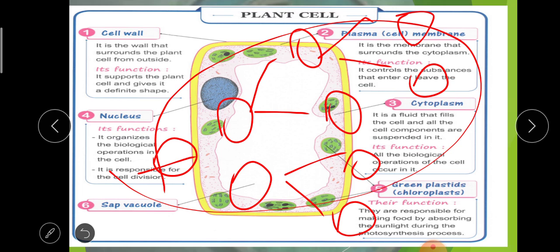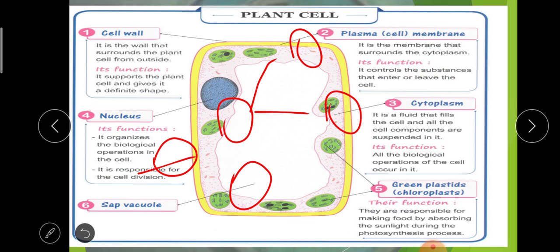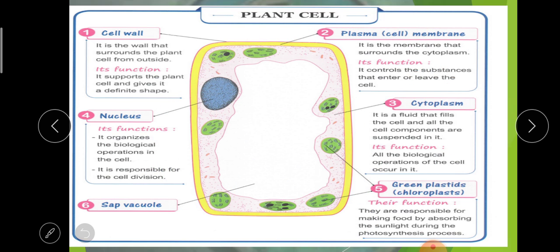By this process, the plant can grow. The nucleus is responsible for cell division. So it means there are two functions for the nucleus. First, it organizes all the biological operation in the cell. Also, it is responsible for cell division. Cell division means each cell is divided into two cells, and each of them is divided into two cells, and so on.